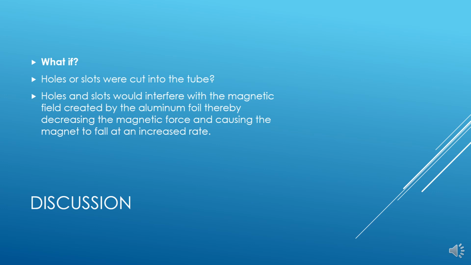What if there were holes or slots cut into the tube? Holes and slots would interfere with the magnetic field created by the aluminum foil, thereby decreasing the magnetic force and causing the magnet to fall at an increased rate.